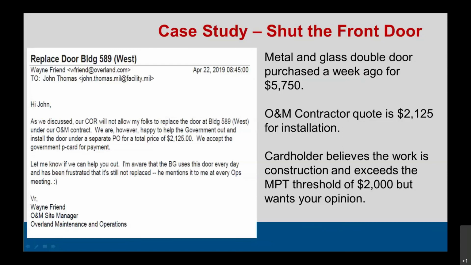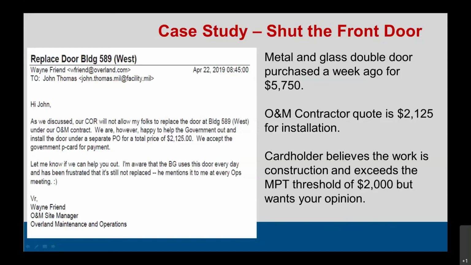No. Is the work considered professional services? No, it's not considered a professional service. So based on the information we have, it is a service and not a construction buy, which the cardholder was concerned about. The cardholder can make the purchase using the purchase card because it doesn't exceed the $2,500 limit.